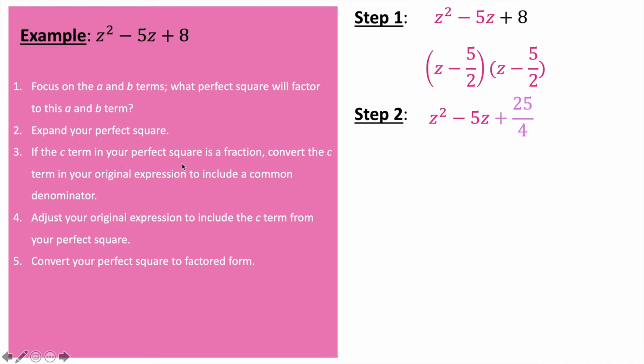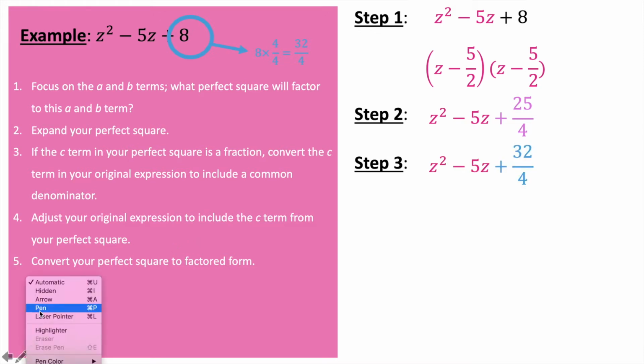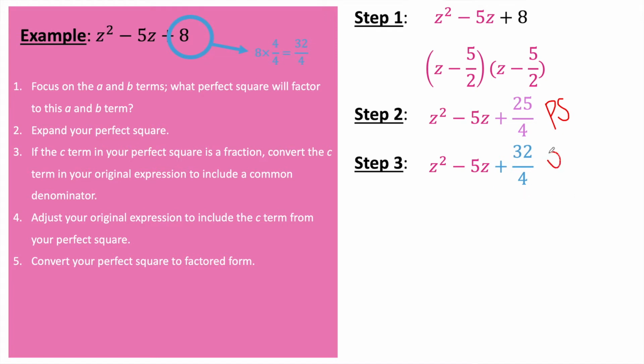Step 3 reminds us that if the c term in our perfect square is a fraction, we need to convert the c term in our original expression, that's up here in the example, to include a common denominator. So my original expression had a c term of 8. I need to convert that 8 to an improper fraction over 4, so I'll multiply 8 times 4 over 4 to get 32 over 4. So notice that I now have my perfect square, PS for perfect square, and my original expression, I'll put O for original.